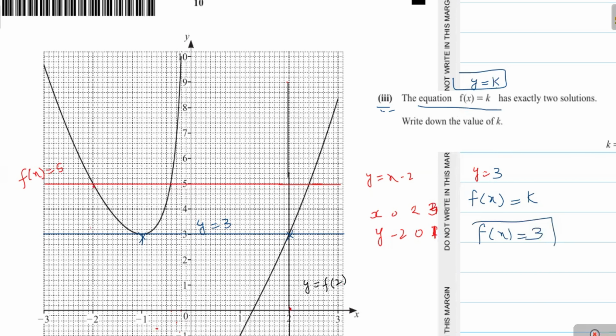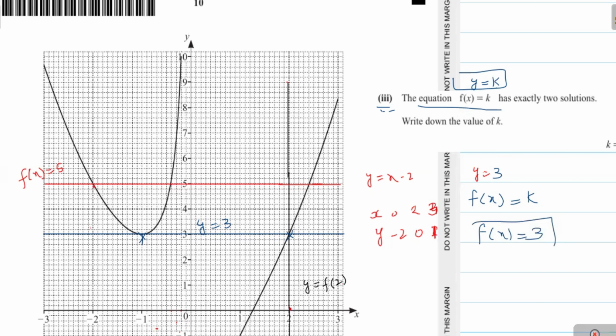An asymptote is a line that does not touch the curve, but it approaches the curve. Therefore, this is the asymptote. Now we write asymptote as the answer. The first part: on the grid, draw the graph y equal to x minus 2 for values from minus 3 to 3.